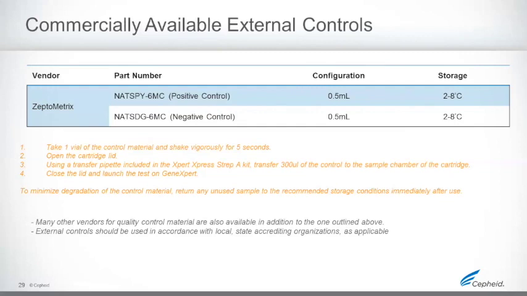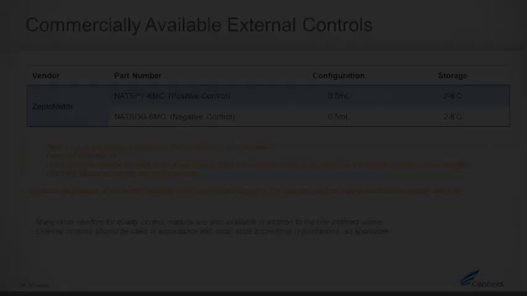To minimize degradation of the control material, return any unused sample to the recommended storage conditions immediately after use. There are other vendors for quality control material that may be available in your area, in addition to the one outlined above. An external control should be used in accordance with local state accrediting organizations as applicable.